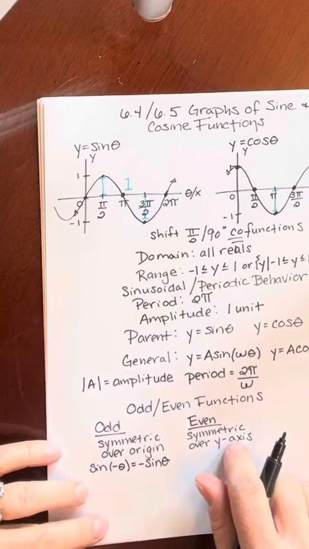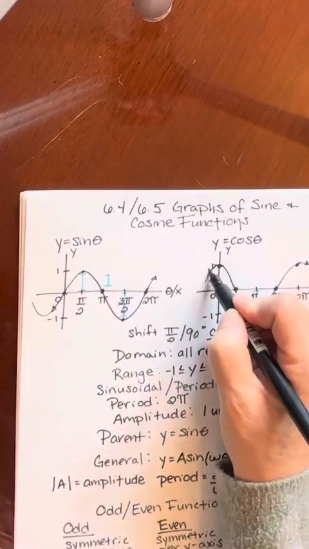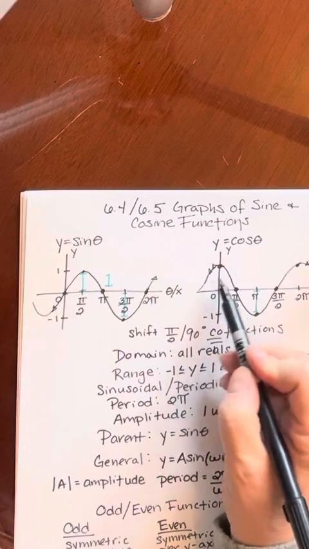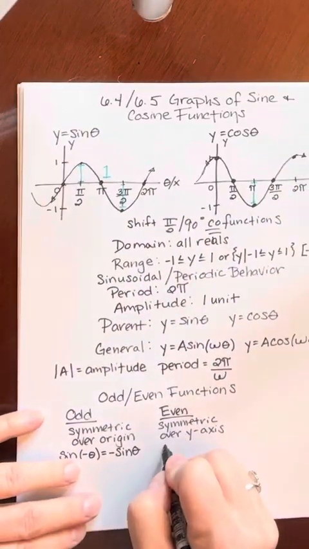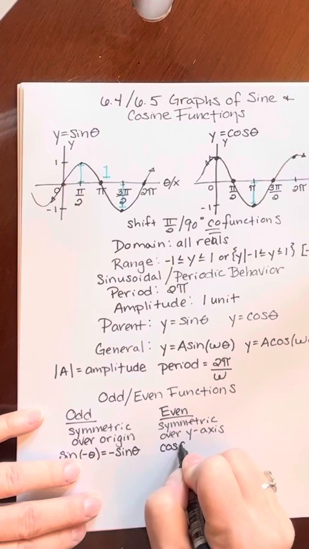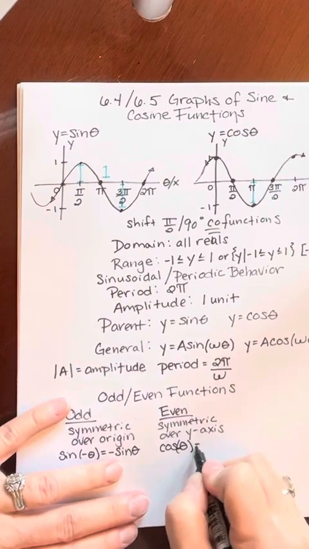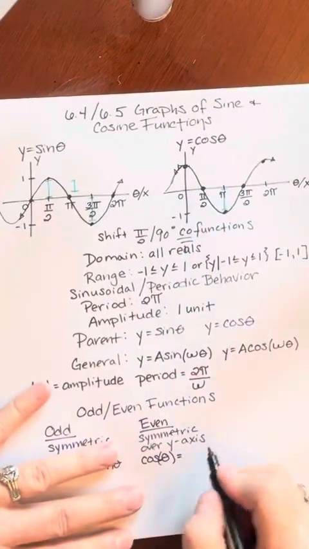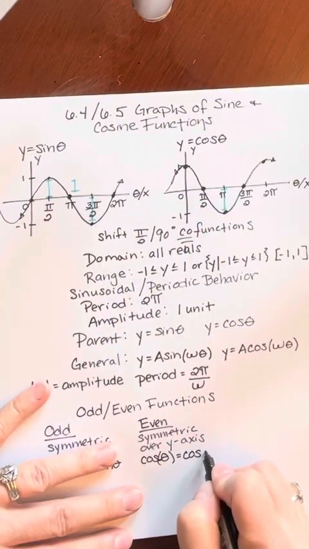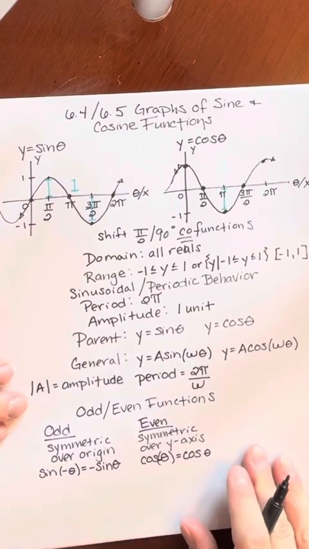And then even functions are symmetric over the y. So if we look at the cosine function, if you folded it along the y-axis, you would have symmetry there. If you plug in a negative theta, you can't really see that, I'm sorry. If you plug in a negative, it does nothing because it's still above the x-axis, so you'll get out cosine theta. So cosine of negative theta is equal to cosine of theta.